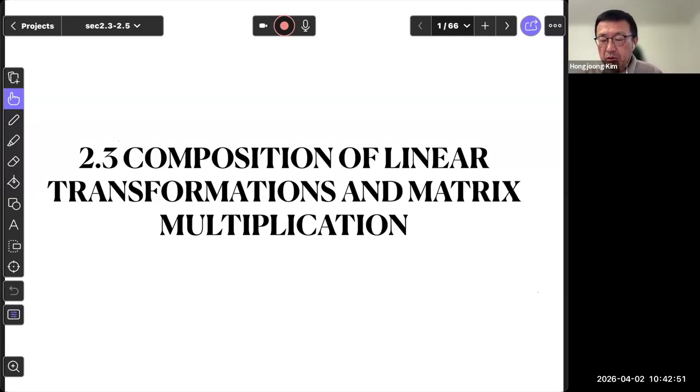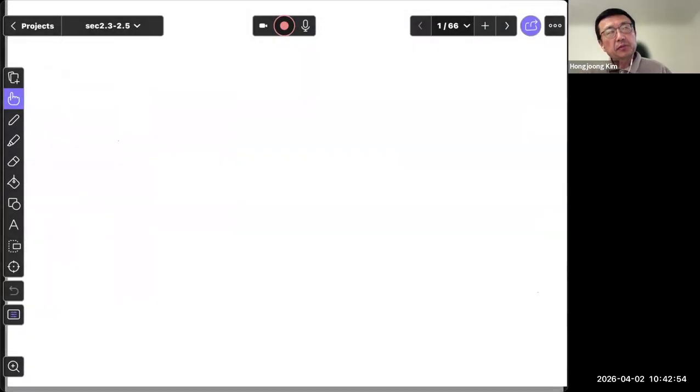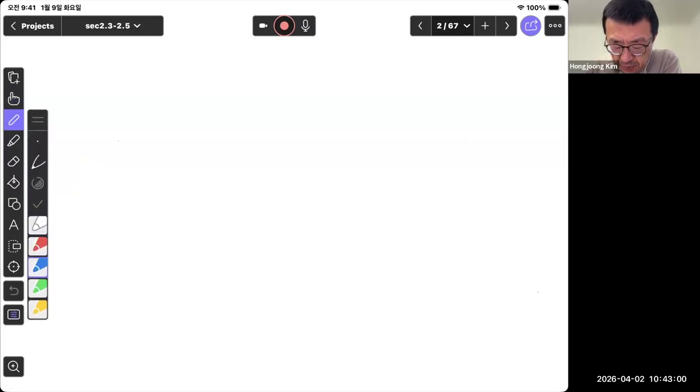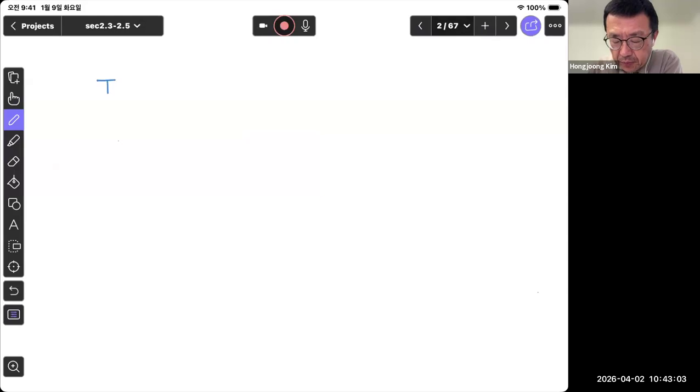Before we consider this, let us, okay, so if I have a linear transformation from, say, V to W, and if I give you some basis, say beta and gamma for V and W spaces, then we can find some matrix A, right? We can find a matrix A.